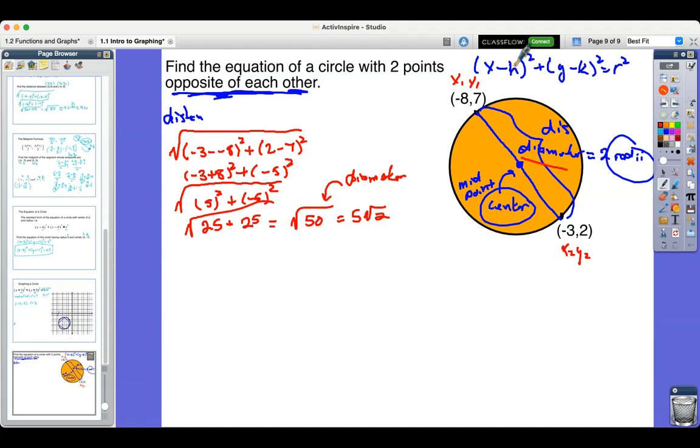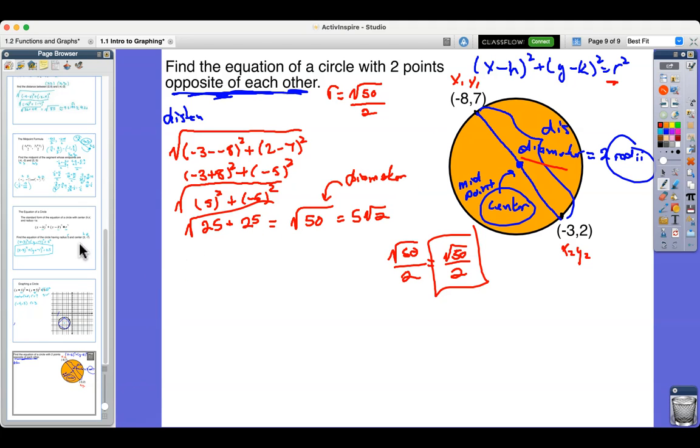What do we need, y'all? We need a radius. Well, the diameter is 2 radii, so we divide this by 2. So radical 50 divided by 2 is just radical 50 over 2. It's okay, let's leave it like that for now. Okay, so let's put this to the side over here. So radius equals radical 50 over 2.